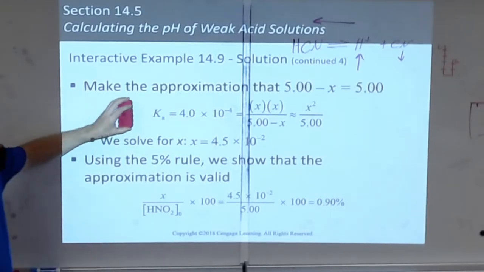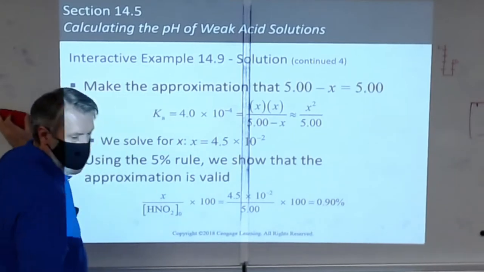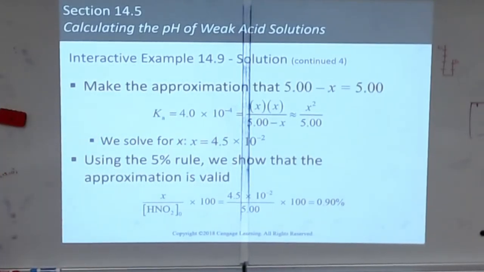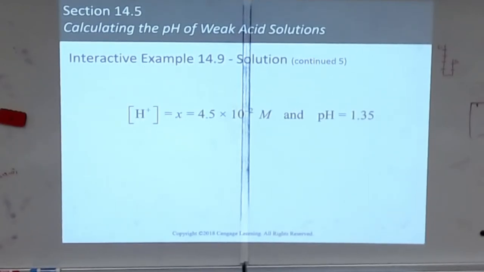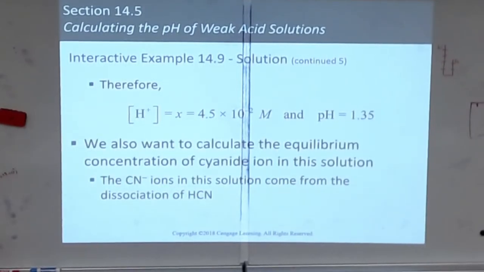This is what I'm getting ready to ask you to solve for: to tell me how much cyanide ion is present with a common ion effect. So let's take a look here. Oh yeah, we'll calculate the pH. 1.35. We'll come back to that in a second. All right, the only place cyanide ions are coming from is the hydrocyanic acid. Good?